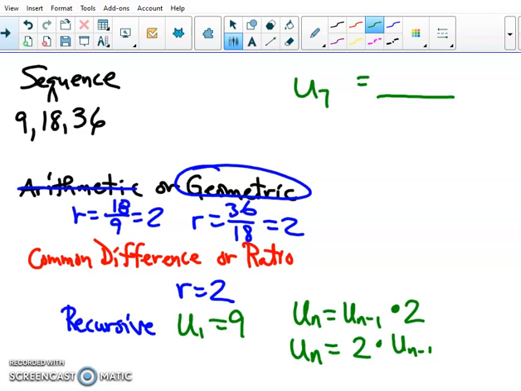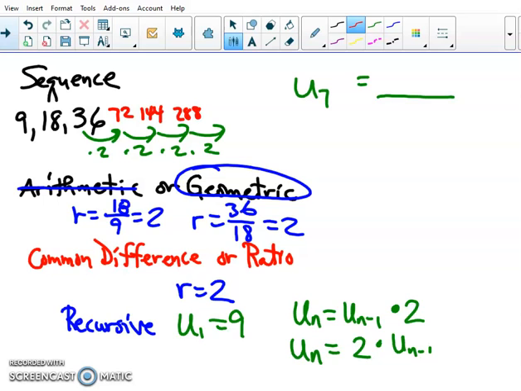For U of 7, we're looking for the 7th answer, so we're going to multiply by 2. Again, there's a faster way of doing this. I'm going to leave that for you to think about, but we need to multiply by 2 4 times to get the 7th answer. So 36 times 2 is 72, times 2 is 144, times 2 is 288, and times 2 is 576. So the 7th answer, or U sub 7, is 576.